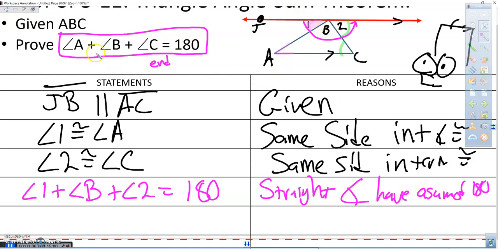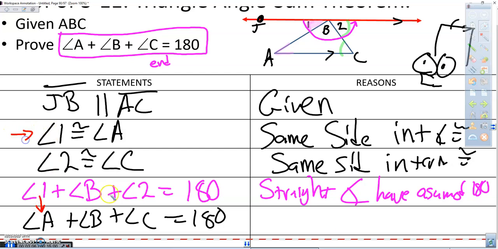Okay. Well, this is what we're trying to get. We're almost there. Our ending is A plus B plus C equals 180. What has to change? Well, 1 has to go from 1 to A. Oh, we have that right here. And 2 has to go from 2 to C, and we have that information right here. This is just simple substitution. Check mark. Proof is done.